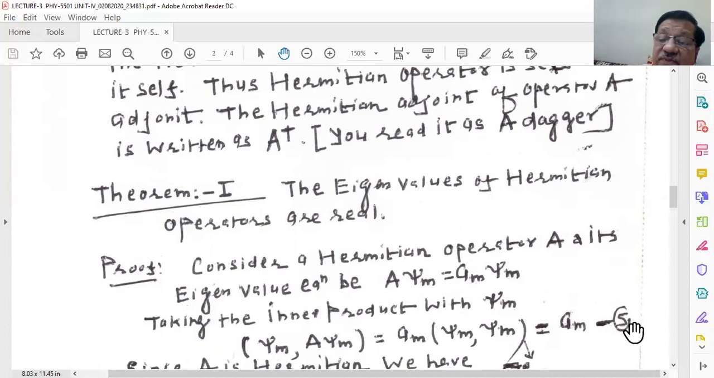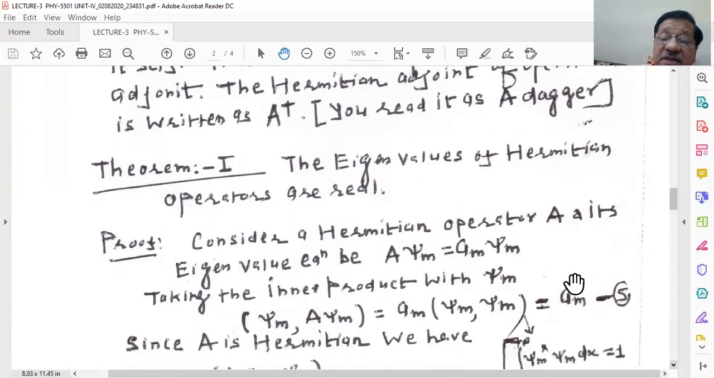So the equation A psi m is equal to a m psi m is known as the eigenvalue equation for operator A. And now I am taking the inner product, the scalar product, with psi m on both sides. I am writing this inner product in bracket notation. So you see, A psi m, I am taking with psi m.